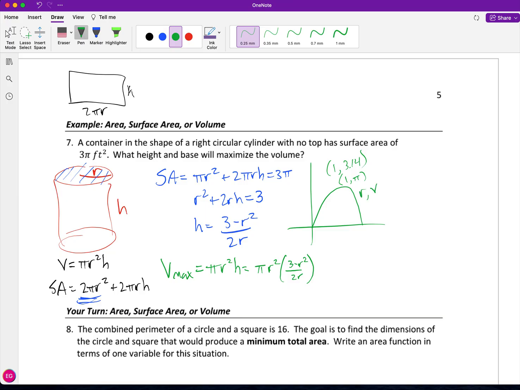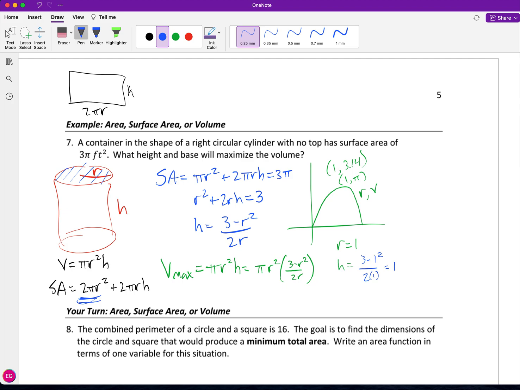r comma v. So our radius is going to equal 1 when we're doing this, and then our height, well, remember, our height we have defined over here as 3 minus r squared over 2 times r. So that's going to be 2 over 2, which is 1. So we actually have that the radius is 1 and the height is 1.